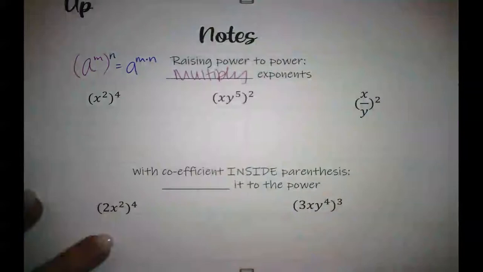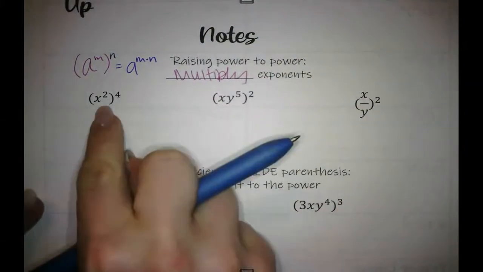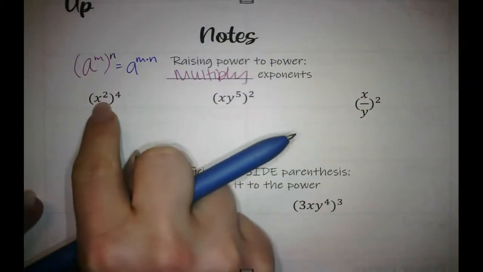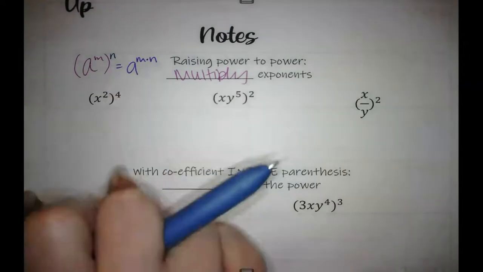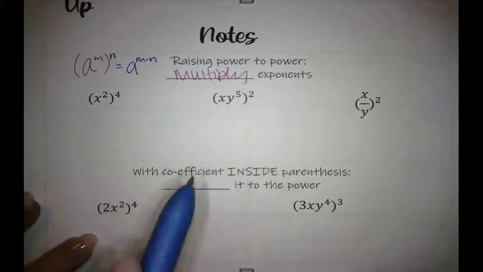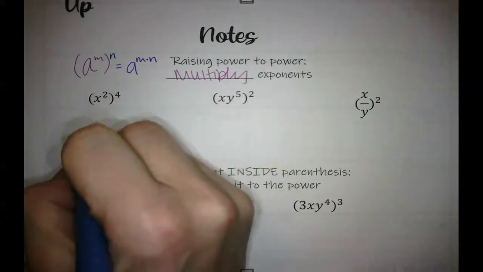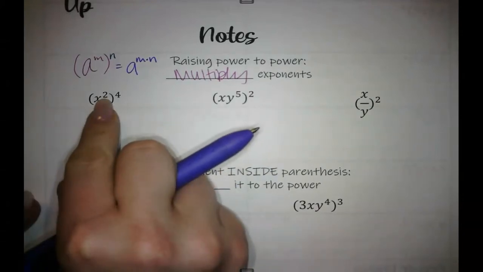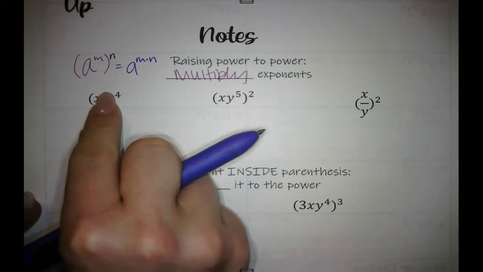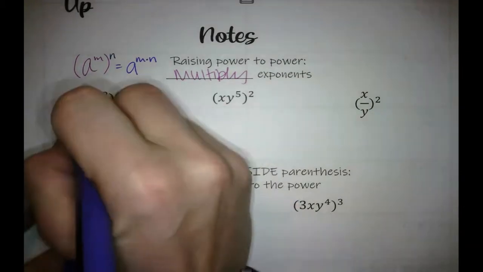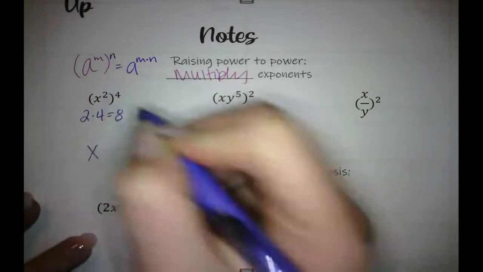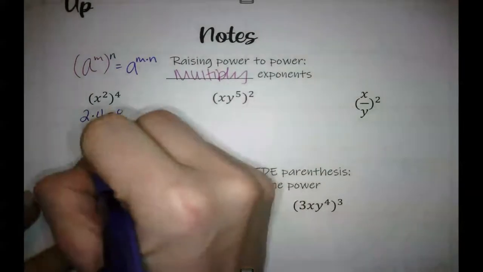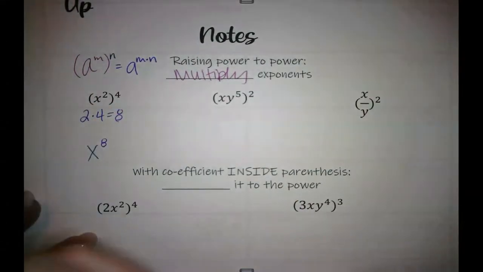This is the only time you're going to be multiplying exponents, is when you have one in parentheses raised to another one. So we've got the variable x, and it is raised to the second power and then raised to the fourth power. So we're going to say 2 times 4, that equals 8. So my answer is going to be x to the 8.